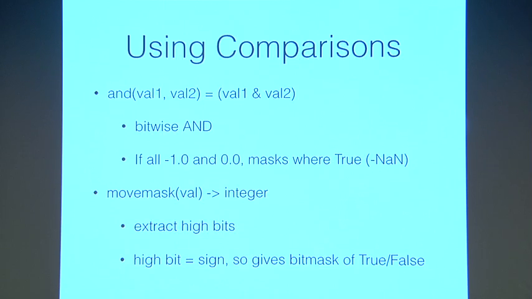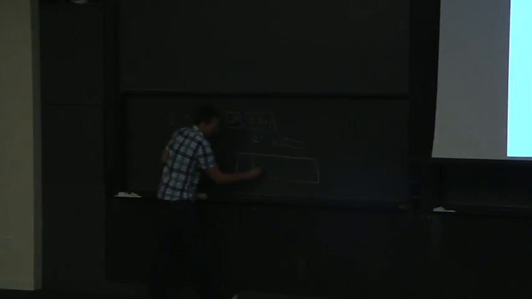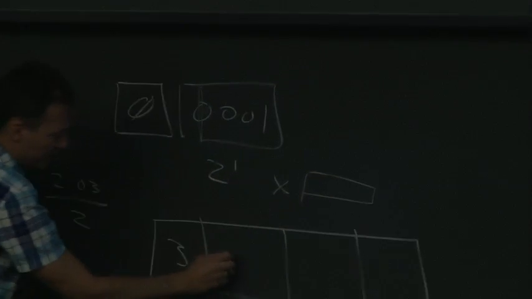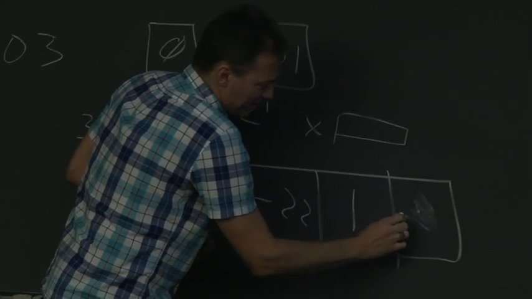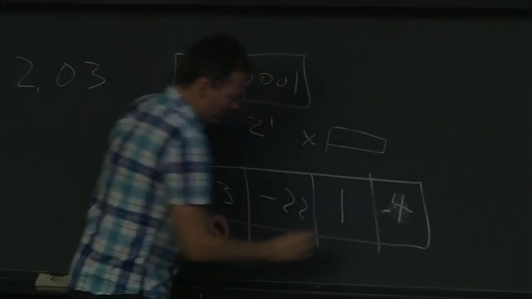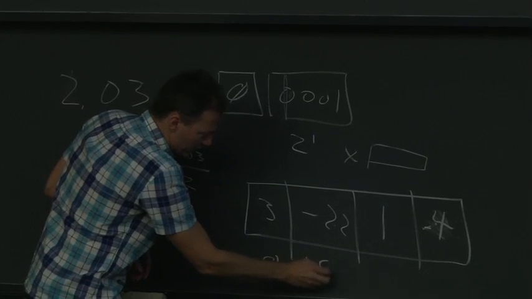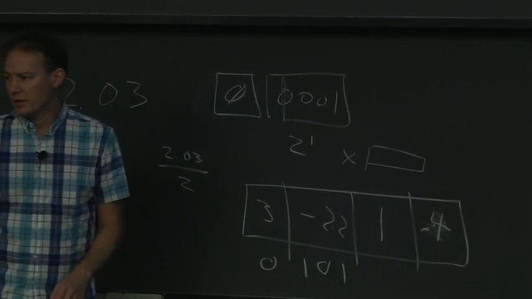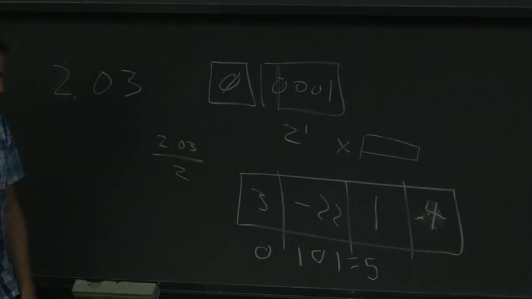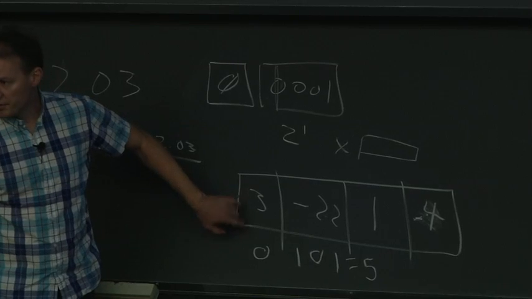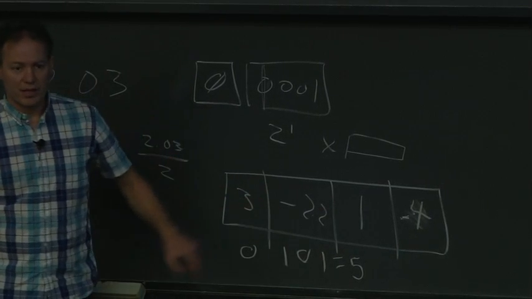It's the sign bit for each of the 8 values. So let's pretend I only have 4. If I have 3, minus 2.2, 1, and minus 4, and I call move mask, I will get back 0, 1, 0, 1, so 5, equals 5. Does that make sense? The sign bit on a positive number is 0. And for the negatives, I get back the 1s. The minus NaN will also give me that back too.